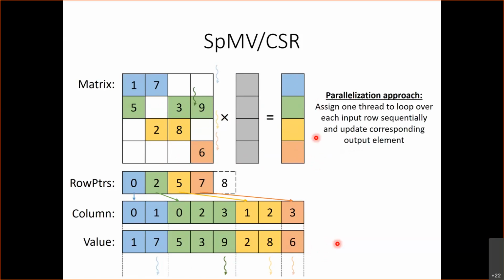But still, we have control divergence. Some threads will finish before others, and we'll have to wait for the slowest threads to finish. So we will have underutilization of our GPU at some point. Okay, let's implement this and see how well it performs.